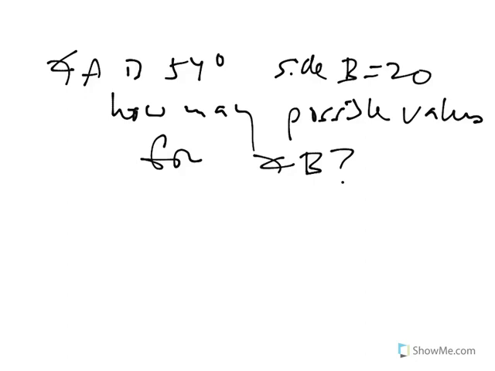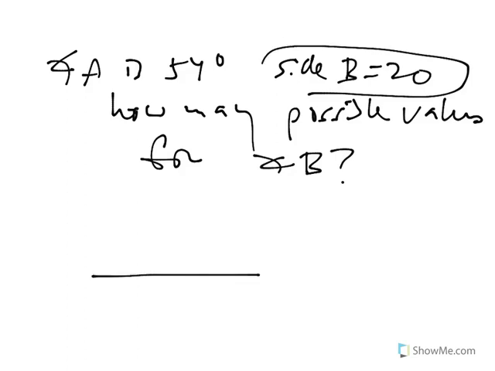Sometimes this is phrased as a word problem. So angle A is 54 degrees, and side B is 20. So I'm going to make a diagram. I'm going to put A here. I'm not going to put B. Point B is somewhere on this line, but where exactly, I'm not sure. So I'm going to go like that.